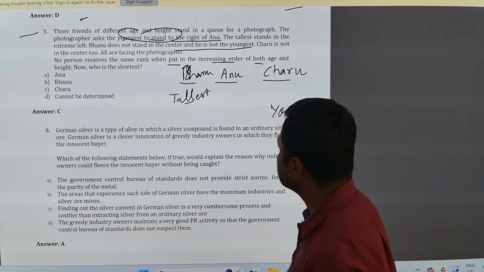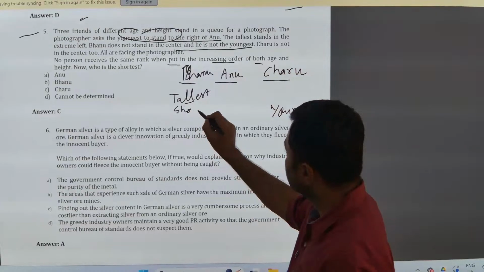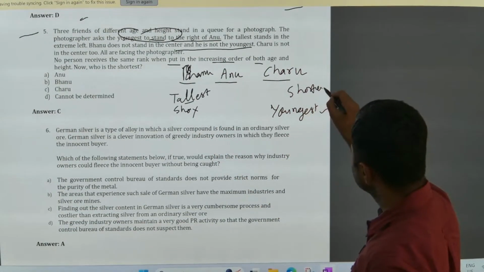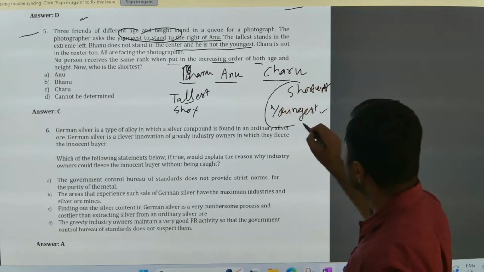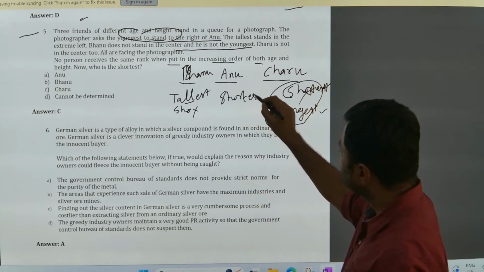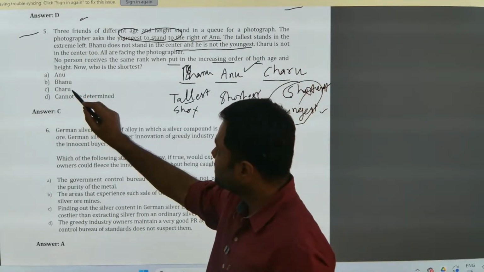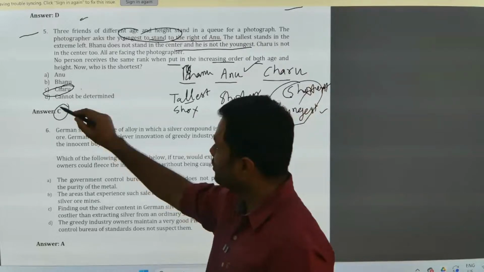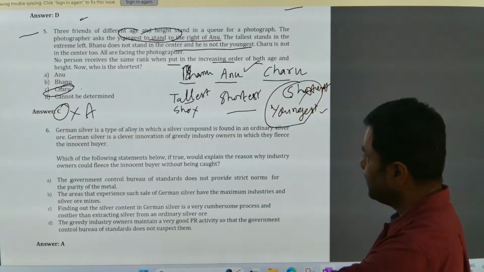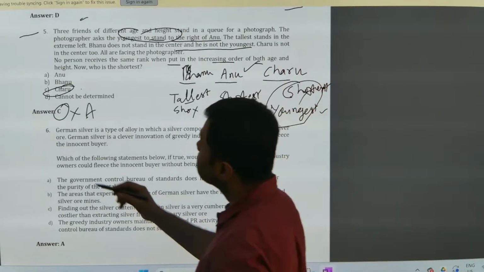Now who is the shortest? Of course, when Bhanu is tallest, he cannot be the shortest. When Charu is youngest, he cannot be the shortest because not a single person can be youngest and shortest. So the shortest person can only be Anu. So the answer is Anu. Here, the option is C, that means Charu, but according to me, that is wrong. Answer has to be A. Right? That is question 5.